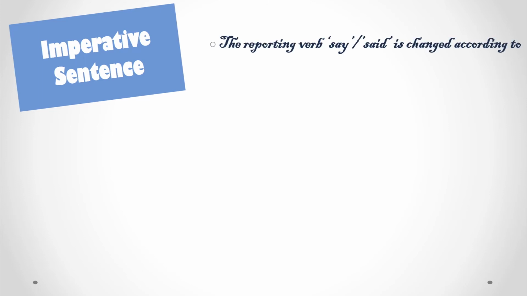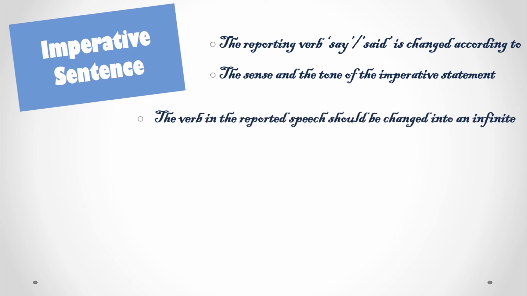And the last one is imperative sentence in reported speech. If the reported speech contains an imperative sentence, the reporting verb say or said is changed according to the sense and the tone of the imperative statement as follows. Command or order becomes commanded, ordered, told, bade. Request becomes requested, begged, implored, urged, asked, etc. And advice becomes advised, forbade, persuaded, exhorted.